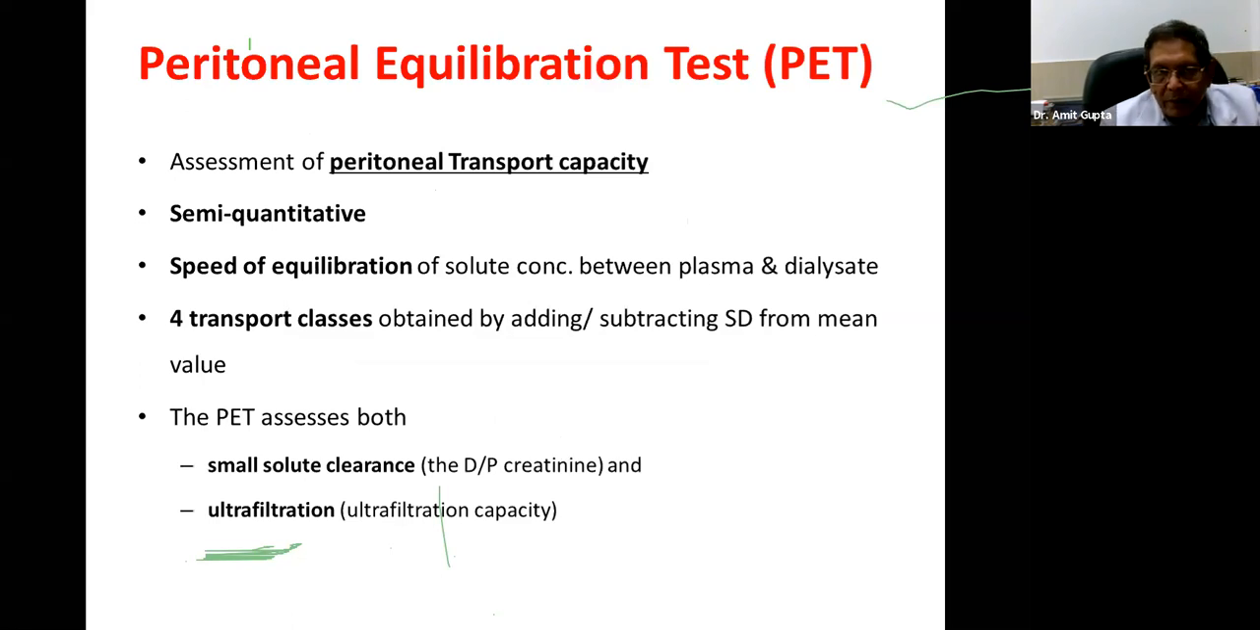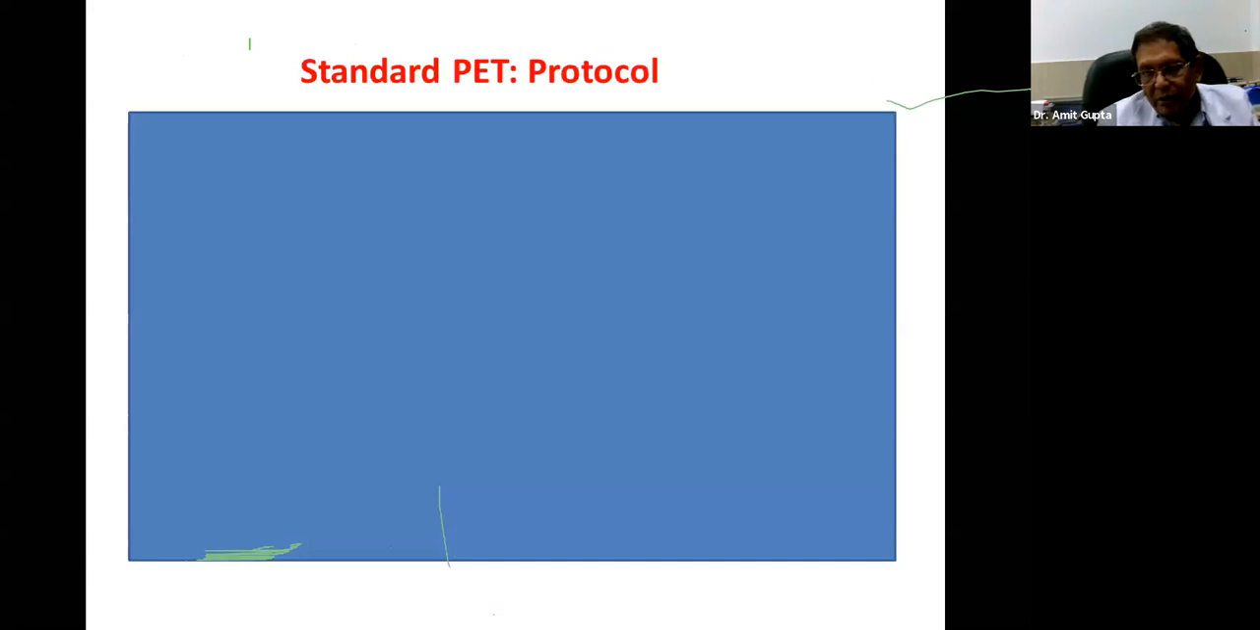Now we were talking about the peritoneal equilibration test, and this test helps us to assess the peritoneal transport capacity. It's a semi-quantitative test, and it determines the speed of equilibration of the solute concentration between the plasma and the dialysate. And there are basically four classes of these transport characteristics that we know. And this is obtained by adding or subtracting the standard deviation from the mean value. So the PET assesses both the small solute clearance as well as the ultrafiltration. Now, can anyone tell me how does one do the standard peritoneal equilibration test? How does one do the standard PET?